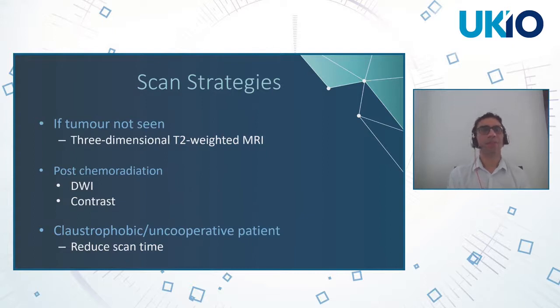So scan strategies. If on the sagittal image you do not see a tumor, then one approach is to do axial oblique images throughout the rectum. An alternative approach is to do a 3D SPACE sequence. In the post-chemoradiation setting, there's quite a good body of research now showing that diffusion-weighted imaging is useful in distinguishing residual tumor from post-treatment fibrosis. There's a smaller body of work talking about using contrast in this setting. And I've already spoken about the importance of reducing scan time in claustrophobic and uncooperative patients.